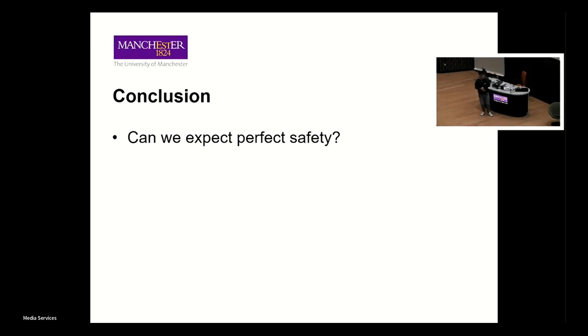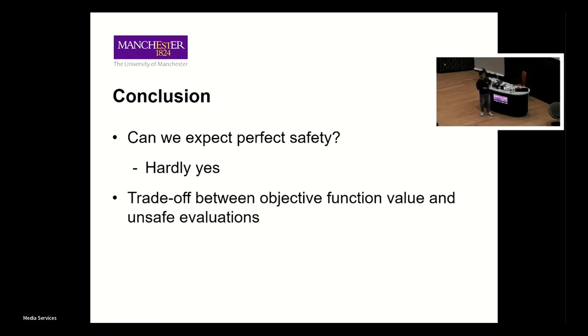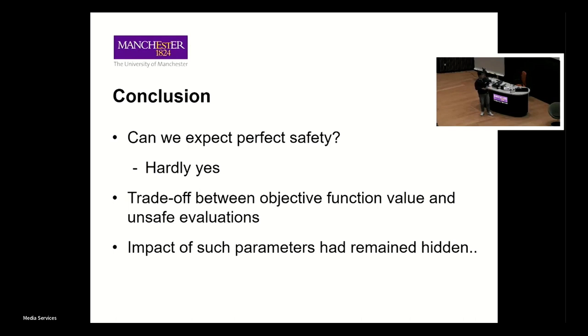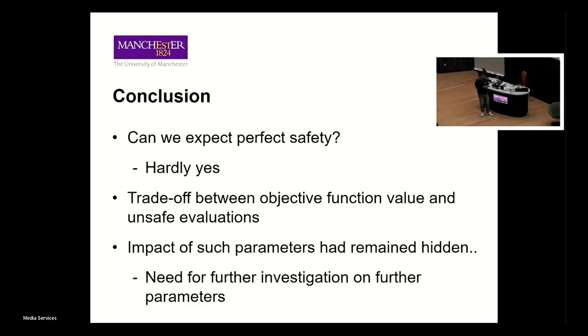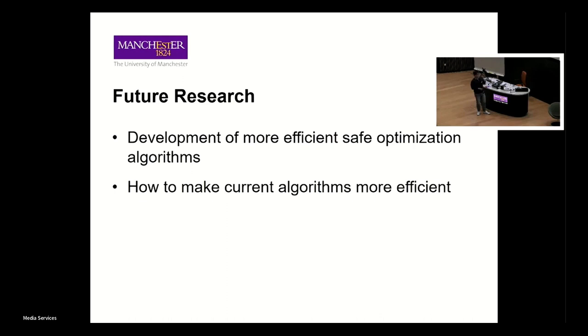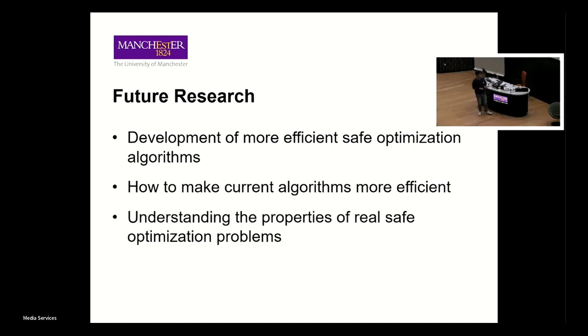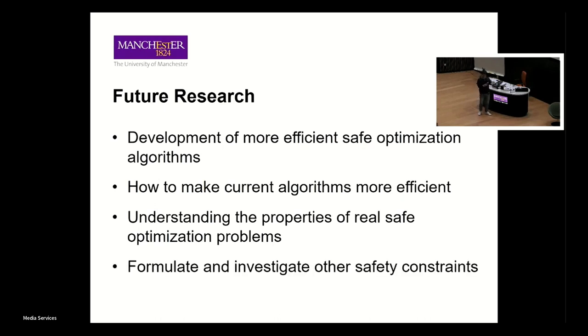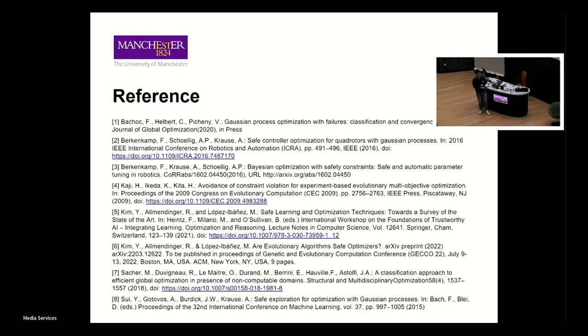So can we expect perfect safety? Theoretically, they guarantee safety. However, in problems assuming real-world applications, hardly. We should think about the trade-off between objective function value and unsafe evaluations. The impacts of such parameters remained hidden before our study, so there is definitely a need for further investigation of such parameters. Future research includes the development of more efficient algorithms and making our current algorithms more efficient, understanding the properties of real-world safe optimization problems, and formulating and investigating other types of safety constraints. This is all, and thank you for listening.